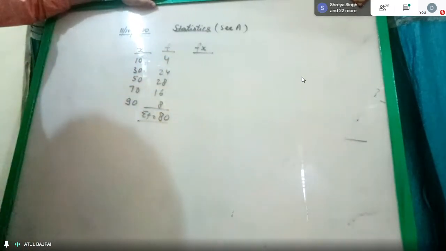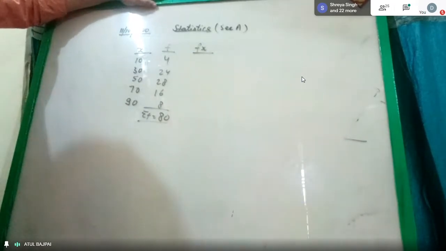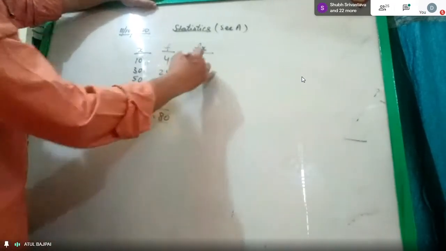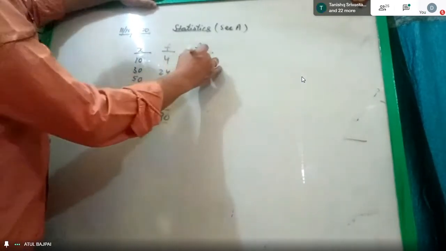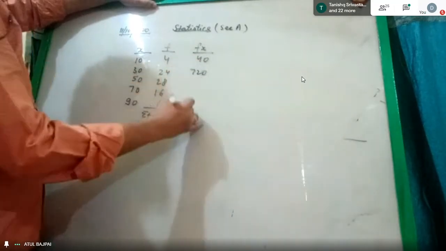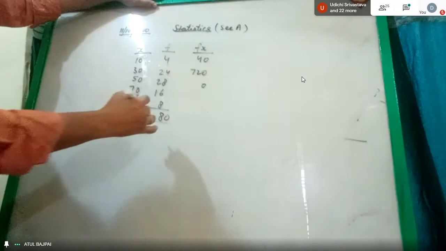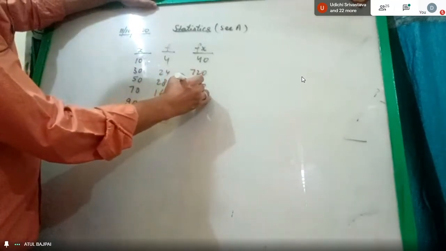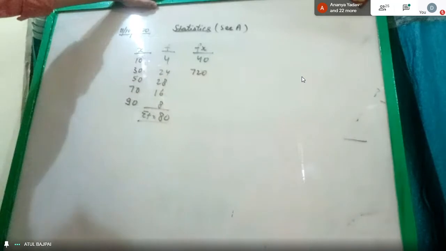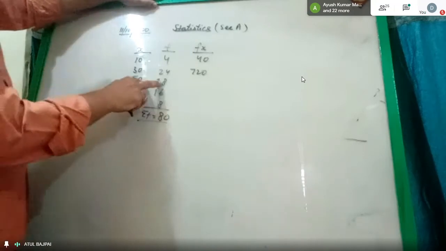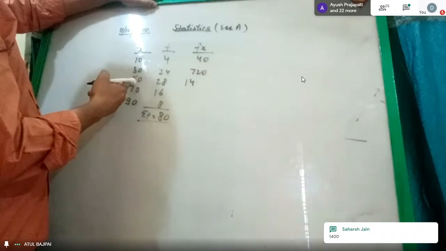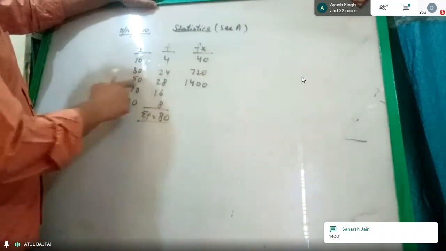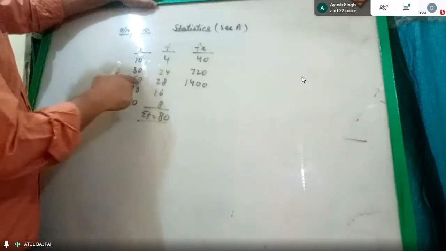Now we need to find the mean. Mean is sigma fx upon sigma f. So we need to find fx. What answer do we get over here? 40, then 720, then 1120, then 1200 and 140. We get 140 only and 0 is there.